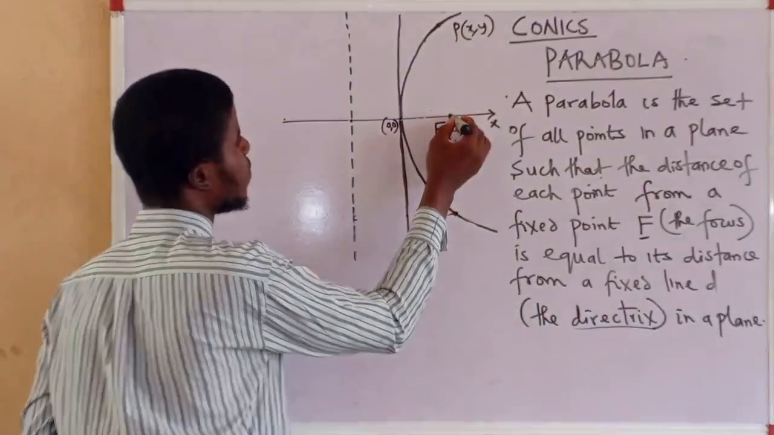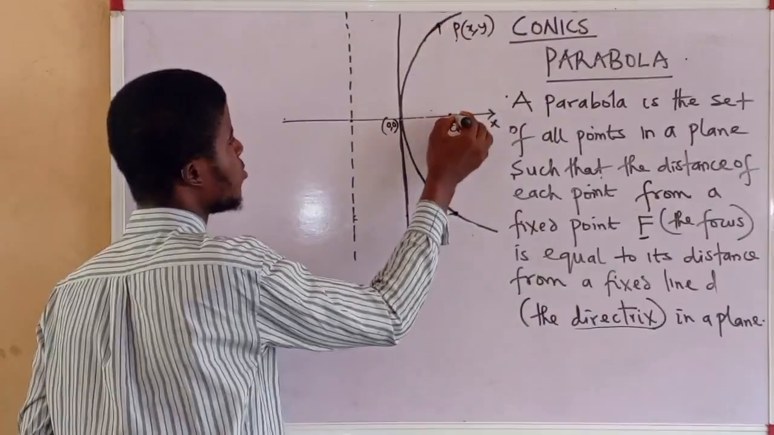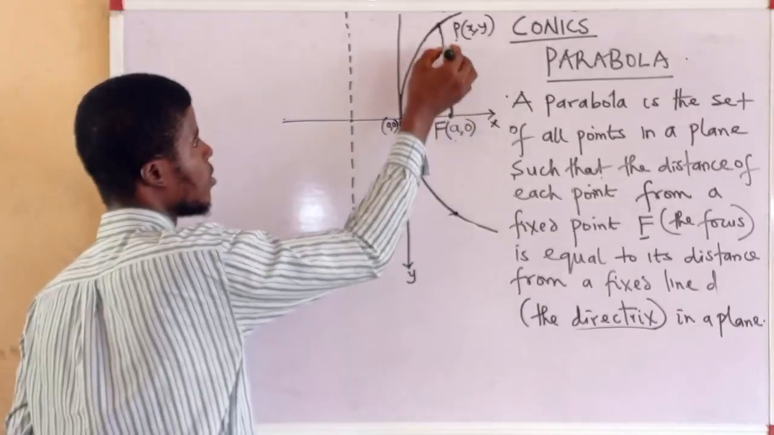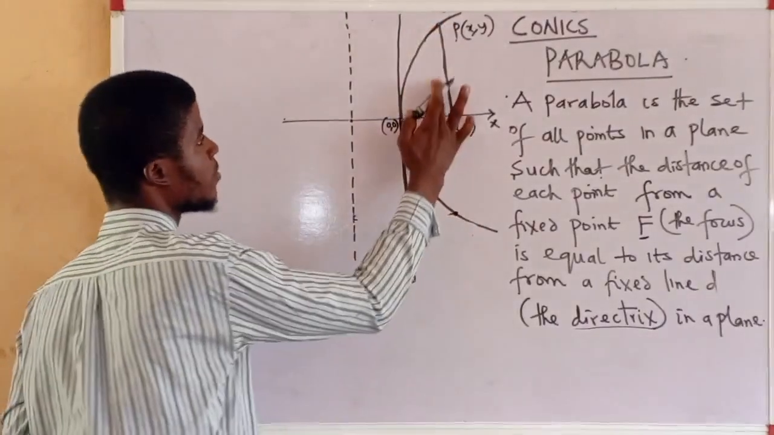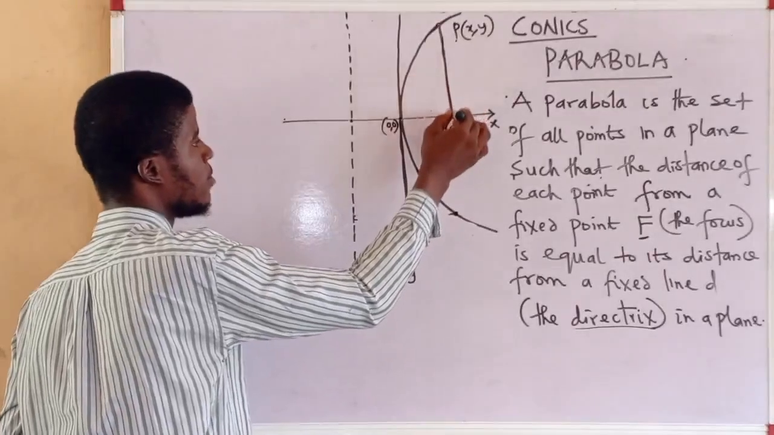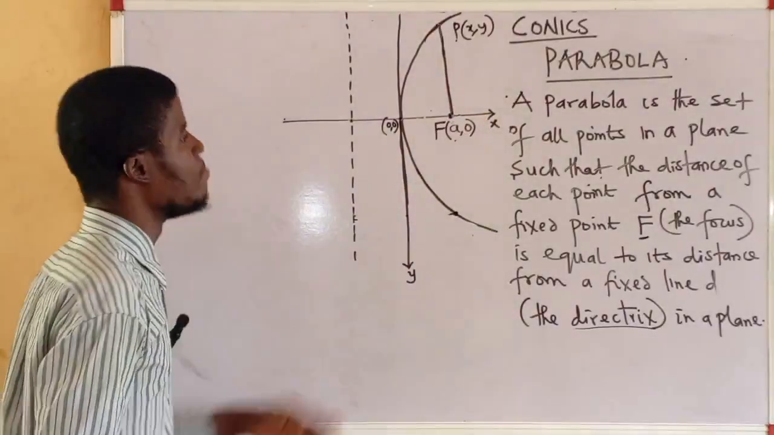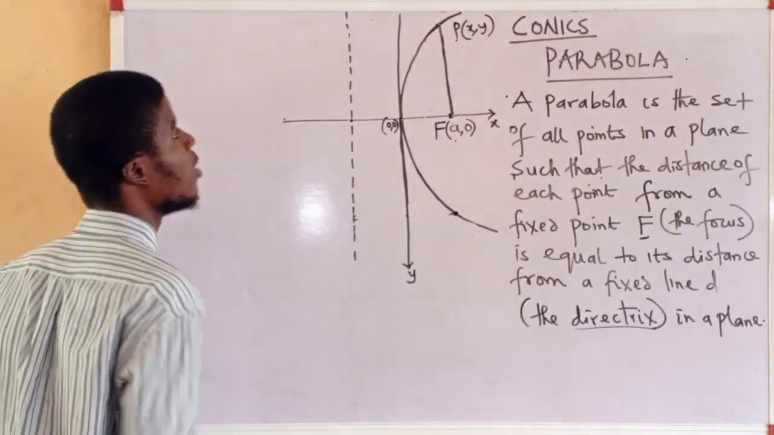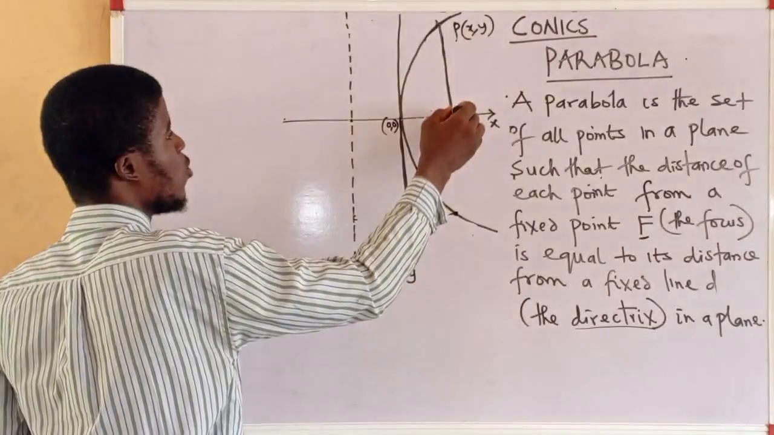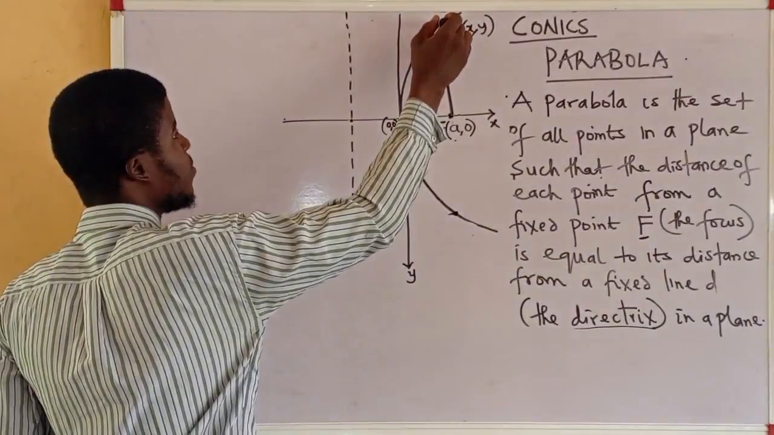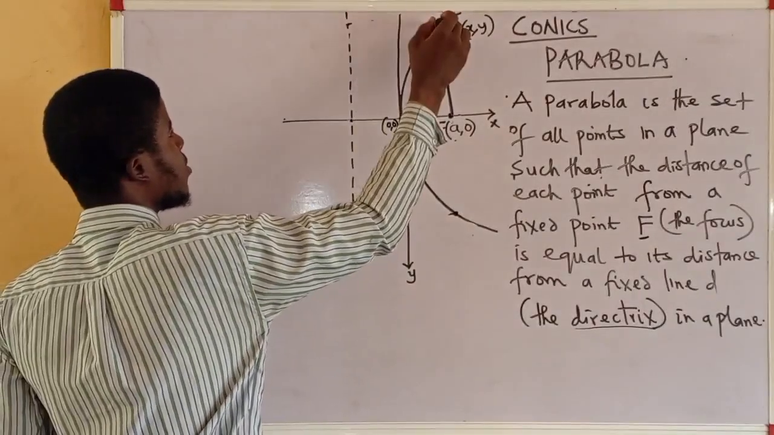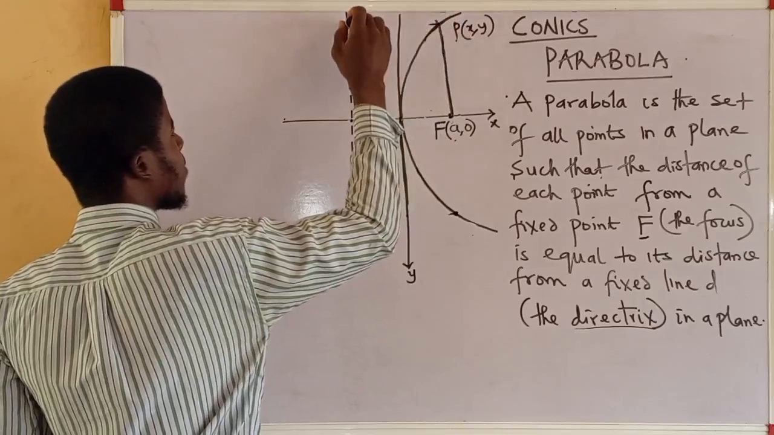Now, this is the focus and this is the point. Let's connect the two together. Pardon my drawing. It's not a perfect diagram. By the definition of a parabola, the distance of this point from the focus is equal to the distance of this point from the directrix. So let's draw the line.